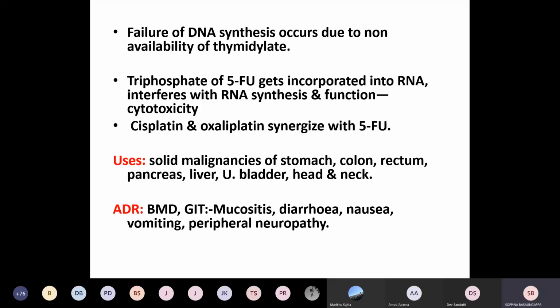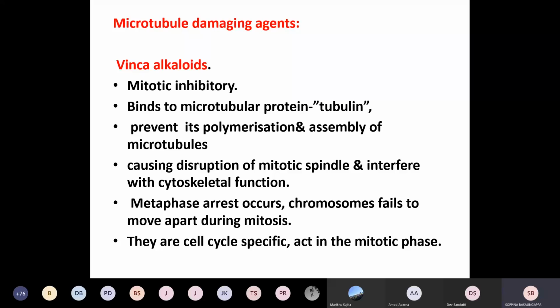Adverse reactions: bone marrow depression, GIT mucositis, diarrhea, nausea, vomiting, peripheral neuritis in addition.